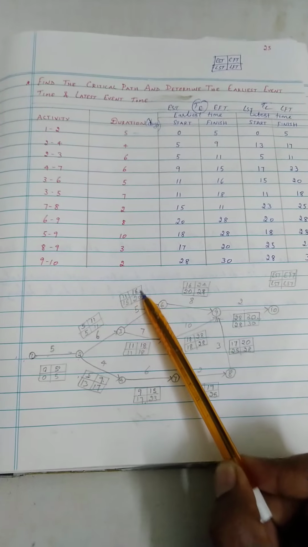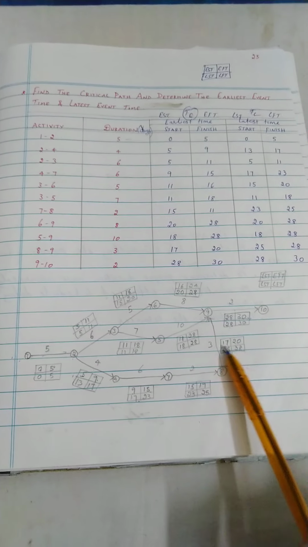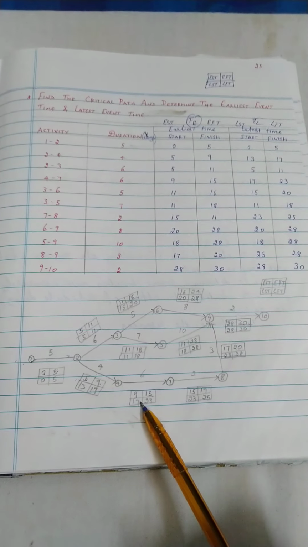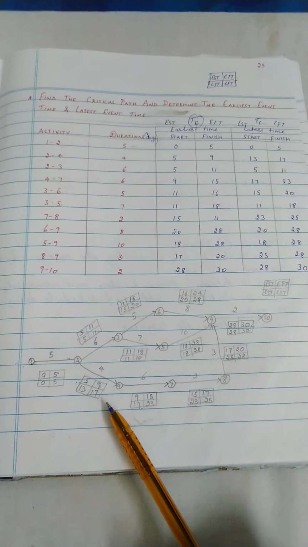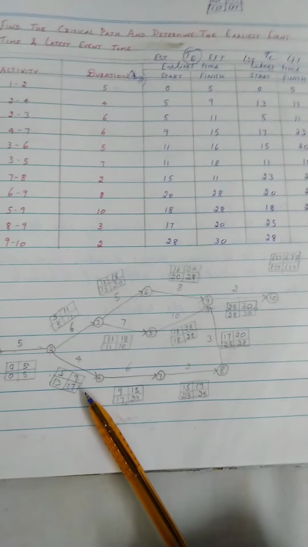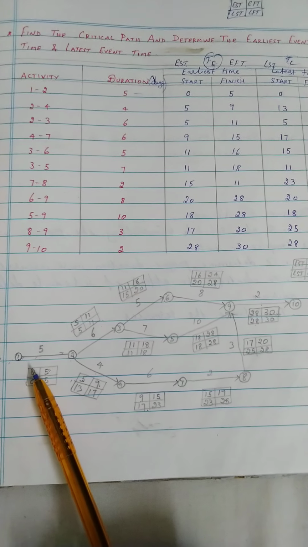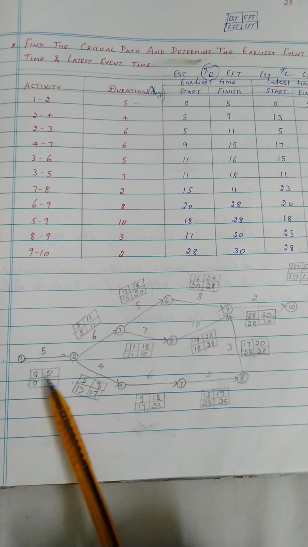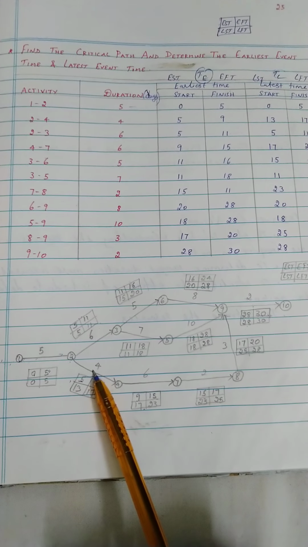For each activity you need to draw this particular square box, a 2 by 2 matrix, that is EST, EFT, LST, LFT. EST indicates earliest start time, EFT earliest finish time, LST latest start time, and LFT latest finish time. Now consider this network alone. Now we're going to mark the EST and EFT. EST and EFT is the forward process, and LST, LFT is normally called the backward process.